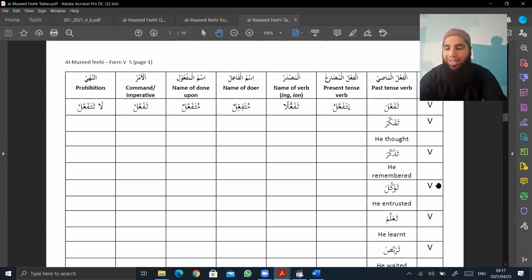If we put our root letters in there, what will it become? تحكم. تحكم means to have your own way, to proceed arbitrarily, to make yourself the judge. On the second verb, it was to make someone a judge, so it's reflexive of the second verb: to make yourself the judge. So تحكم يتحكم تحكما متحكم متحكم تحكم لا تتحكم. Again.